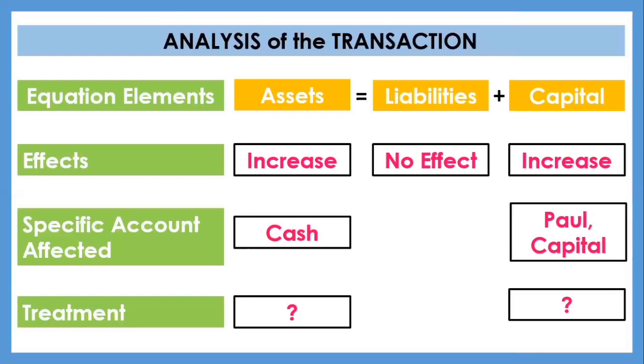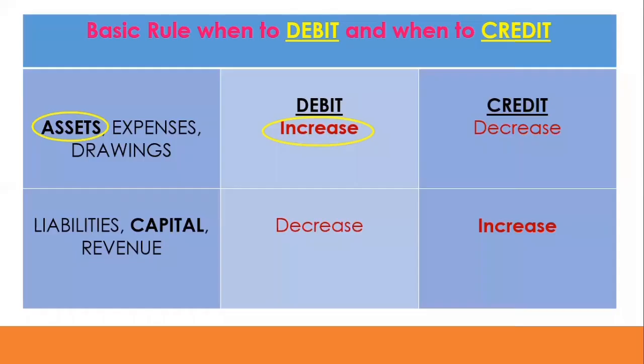Now, the last step in analyzing a transaction is how we treat our asset account and capital account. And so for this matter, we will ask ourselves which account will be debited and which account will be credited. In order to answer this question, it is imperative to go back to the basic rule as to when to debit and when to credit. Okay, so this is our basic rule as to when to debit and when to credit.